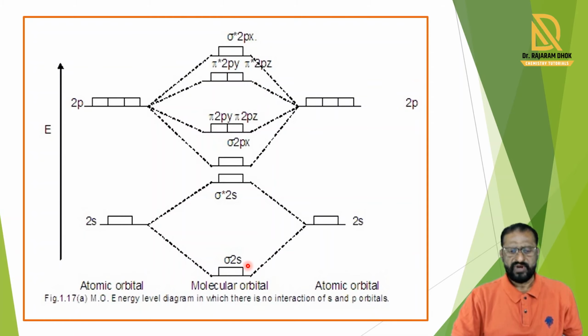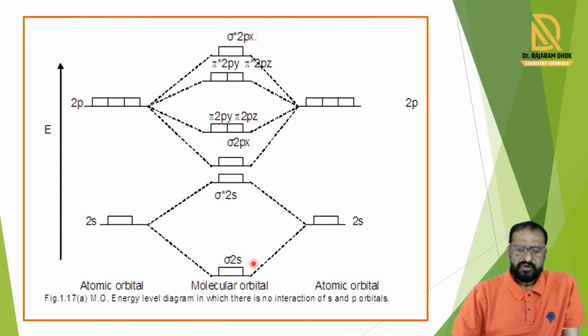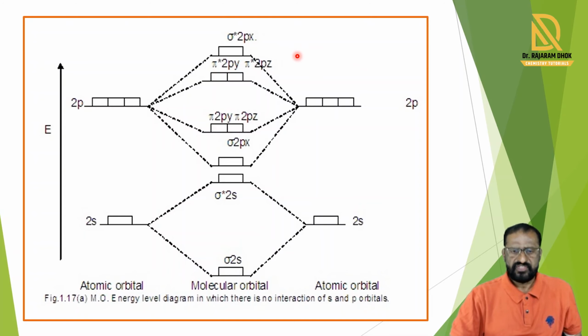So again we revise: the sigma 2s orbital has lower energy, then sigma star 2s has higher energy than sigma 2s, then sigma 2px, then pi 2py and pi 2pz, both of the same energy, and higher energy of the anti-bonding orbitals, that is pi star 2py and pi star 2pz. These two are of the same energy, and lastly sigma star 2px. In this way we draw the diagram.